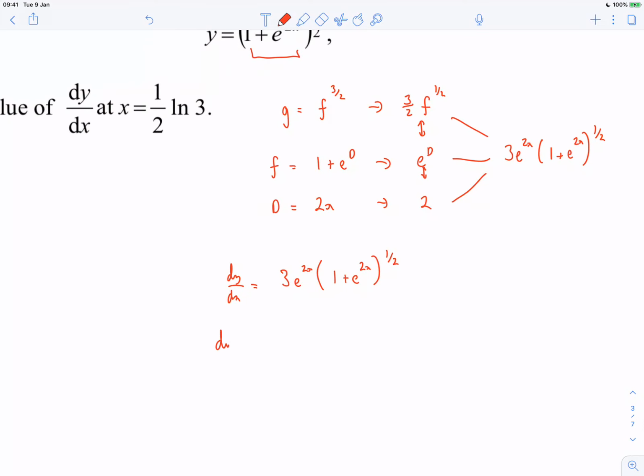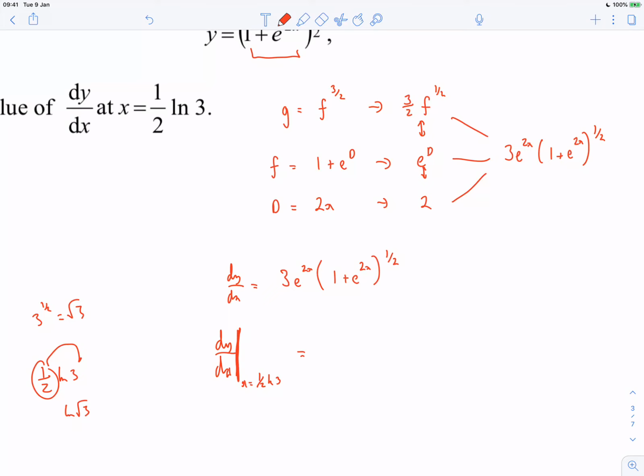And I now want to evaluate this derivative at the point, when x equals a half ln 3. Which, by the way, a half ln 3 is the same as ln of root 3, because I can take this half up as a power, and 3 to the half is the square root of 3. But I'm going to leave it there just because I think things are going to cancel.